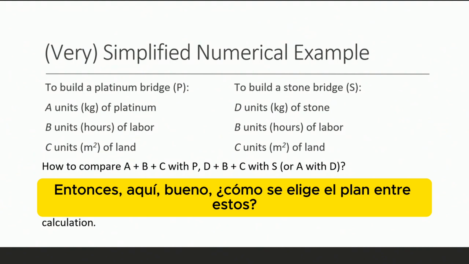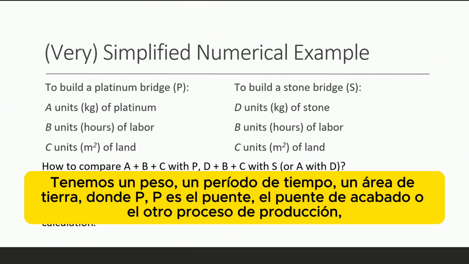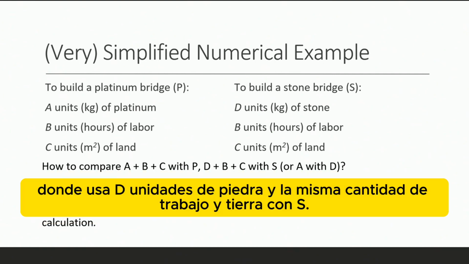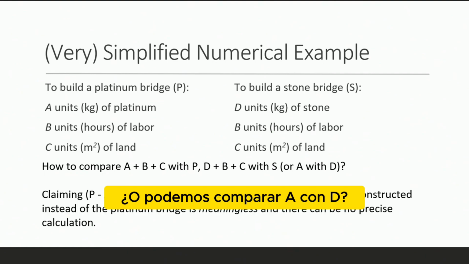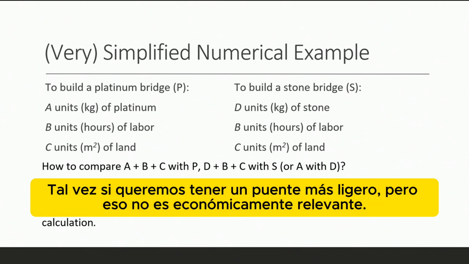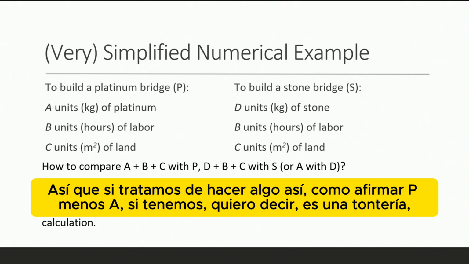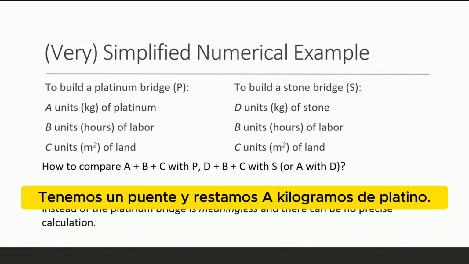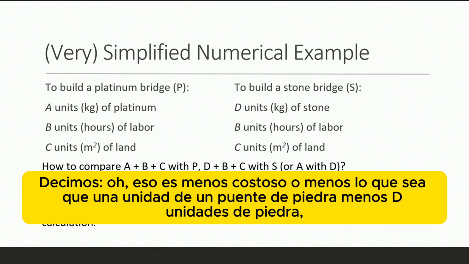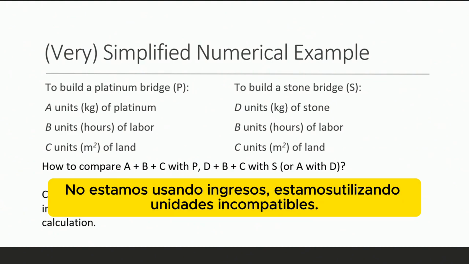So how does the planner choose between these? How can we compare A plus B plus C, each of which is in different units? We have weight, lengths of time, and land area, with P being the finished platinum bridge, or the other production process, which uses D units of stone and the same amount of labor and land, with S. Or can we compare A with D? That is, can we compare kilograms of platinum with kilograms of stone? Maybe if we want a lighter bridge, I don't know, but that's not economically relevant. If we try to do something like claiming P minus A, it's nonsense. We have one bridge and we subtract A kilograms of platinum. We say, oh, that's less costly than one unit of a stone bridge minus D units of stone, and therefore the stone bridge could be constructed instead of the platinum bridge. It's not meaningful. We're using incommensurate units.